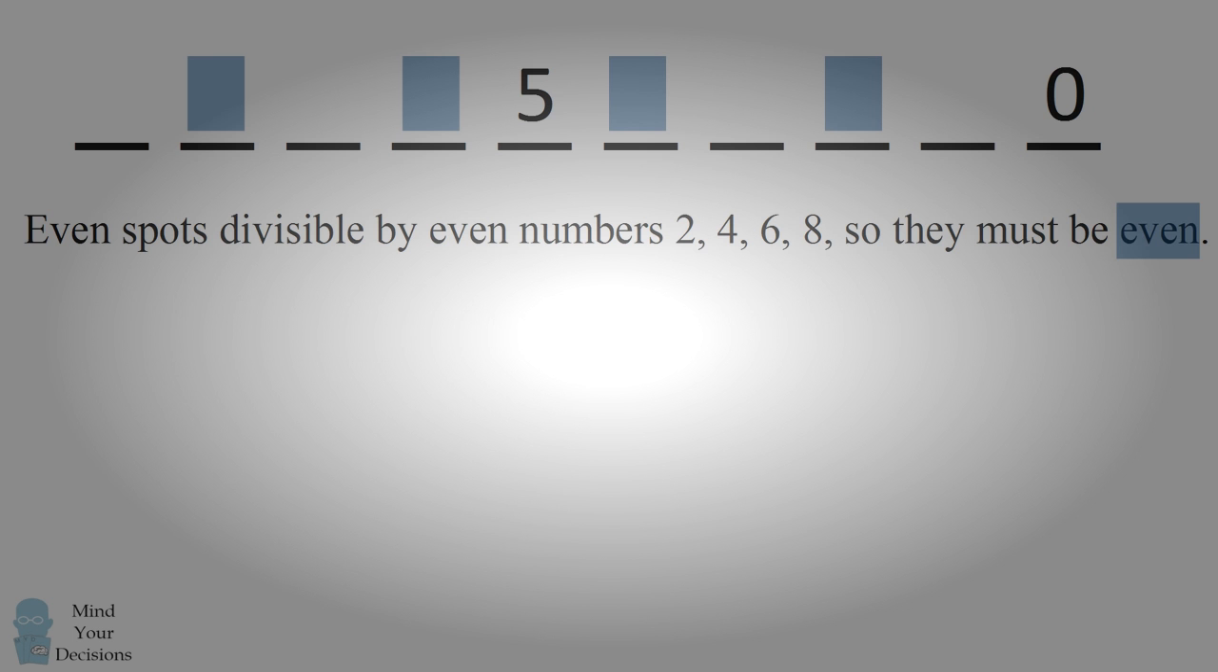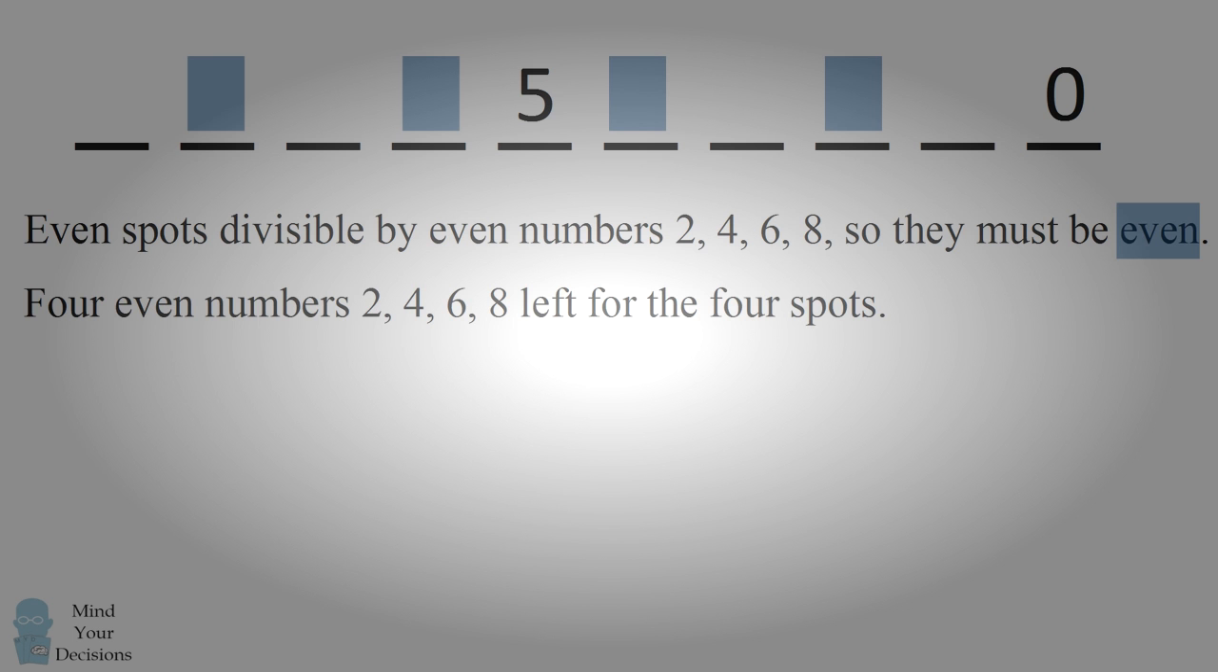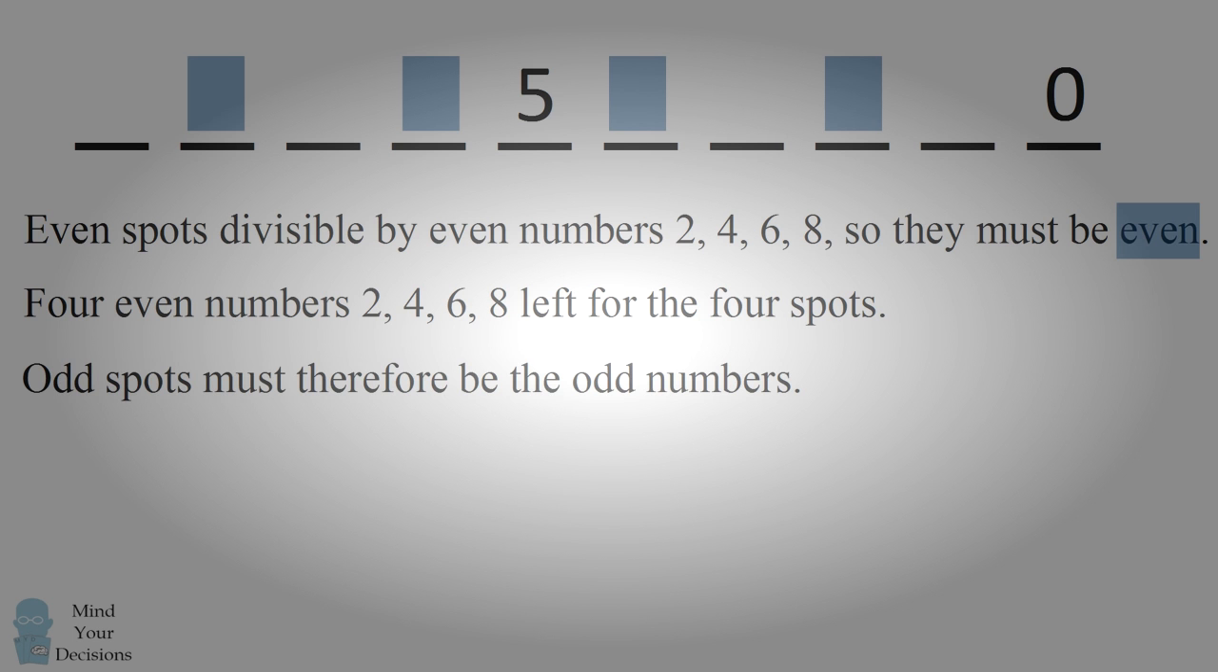Furthermore, we have exactly 4 even numbers remaining to be placed in 4 spots. That means these 4 spots will use up all the remaining even numbers. Therefore, the remaining spots in the odd positions must be odd digits.